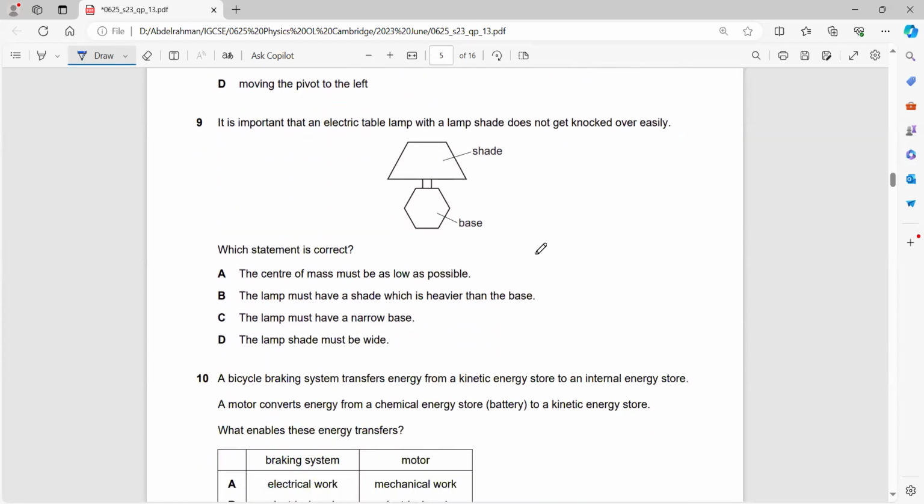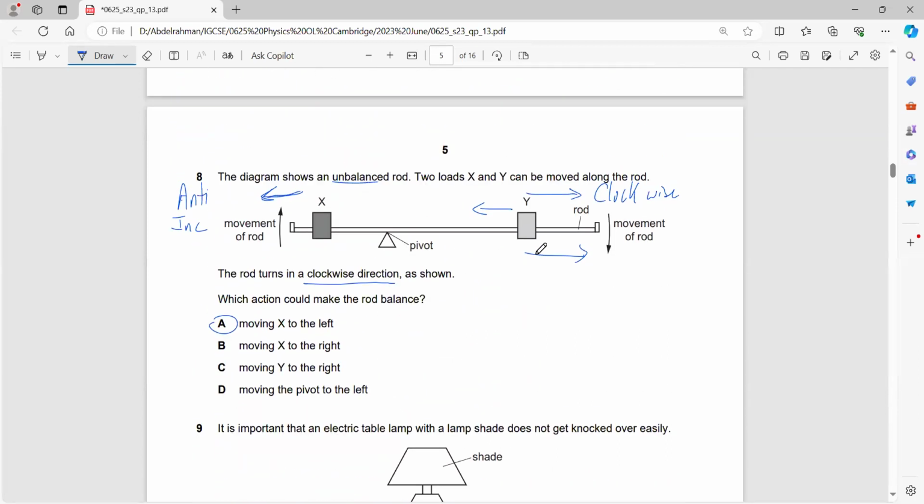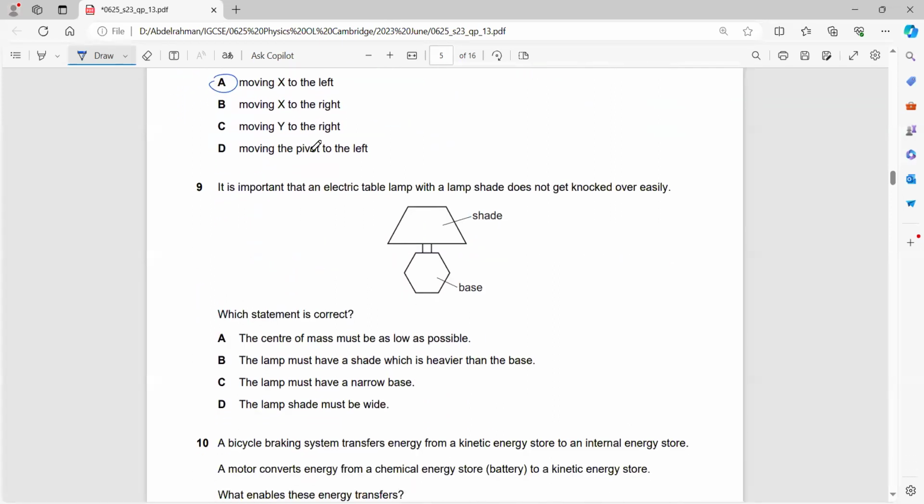Question 9. If you move X to the left, the anti-clockwise moment will increase. Why? Because now X is exerting a force downwards, and the force times the perpendicular distance would cause an anti-clockwise moment. If you increase the distance, then you are increasing the moment. Which type of moment? You are increasing the anti-clockwise moment. Okay. Next question.